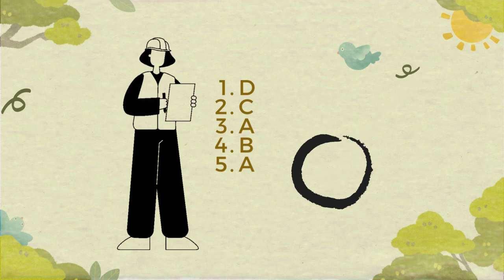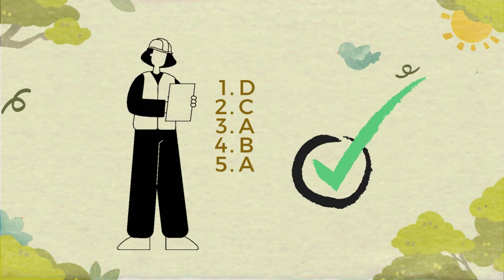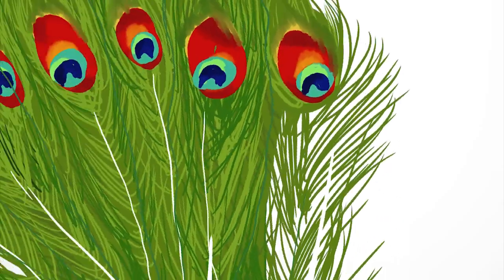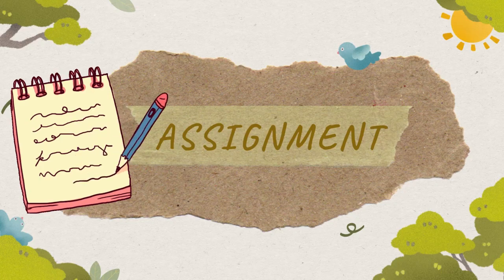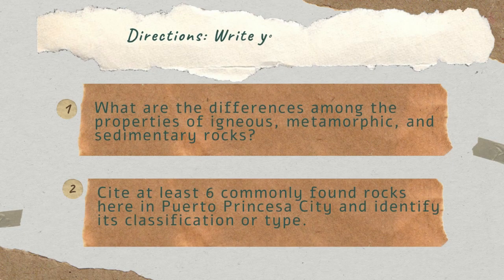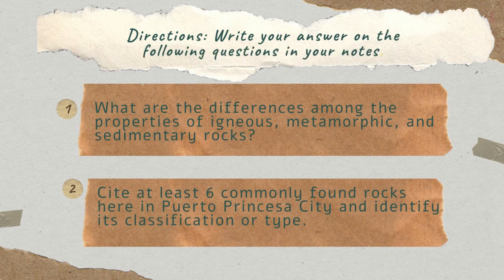Alright, what score did you get? Good job, class! Were you able to get all the answers? That's great! We will be collecting all of your answer sheets by the end of the week. Now, here's your assignment directions. Write your answer on the following question in your notes. 1. What are the differences among the properties of igneous rock, metamorphic rock, and sedimentary rocks? Number 2. Cite at least 6 commonly found rocks here in Puerto Princesa City and identify its classification or type.